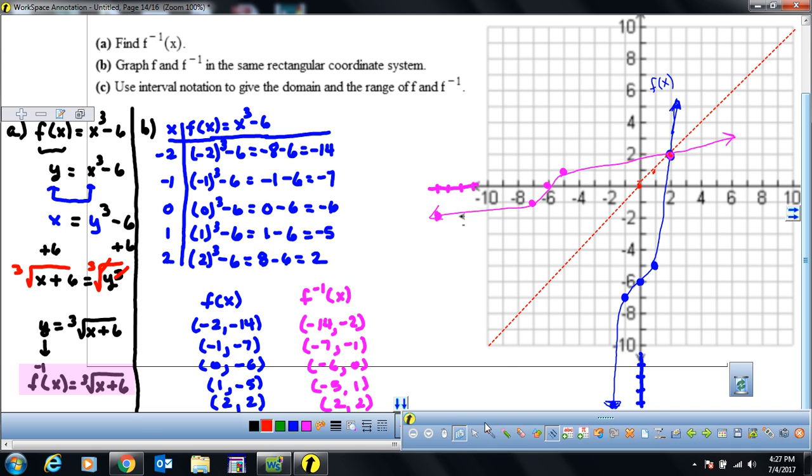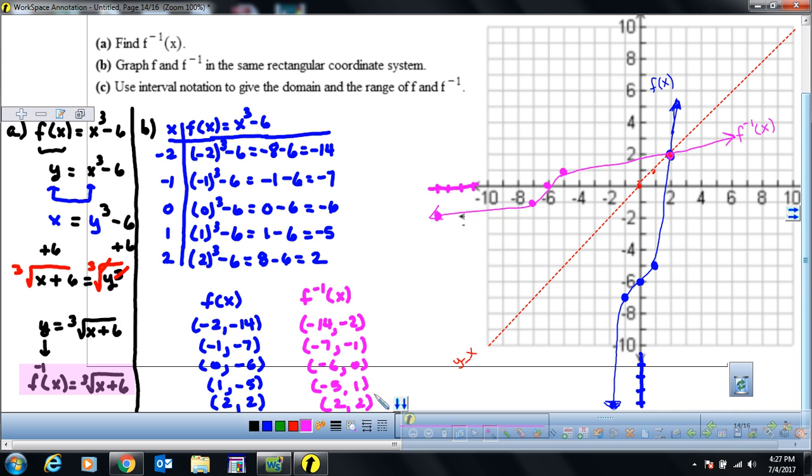So this is my line, y equals x. And we can exactly see that all of the points here are reflected onto each other over the line y equals x. This point reflects onto this one, this point reflects onto this one, and so on, and so on. Okay. Now, this is the answer for letter B, the graphs of f of x, and of course the inverse of f of x, which is the pink one.